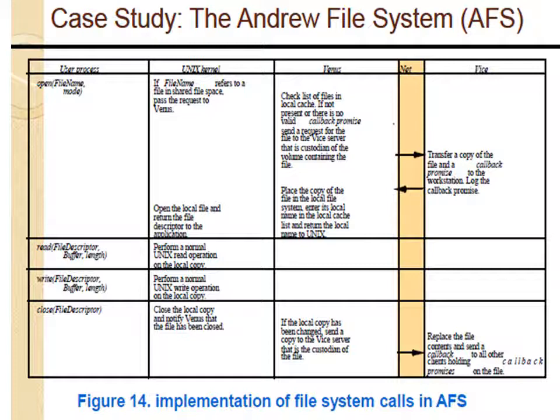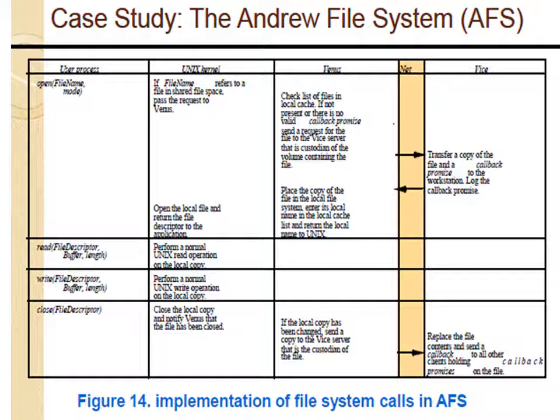So the Unix kernel performs a normal Unix read operation on the local copy, and the VNS and Vice softwares won't take part in a read operation. And coming to write operation, it has 3 parameters: file descriptor, buffer and length. So the Unix kernel system performs a normal Unix write operation on the local copy, and the VNS and Vice software won't work for read and write operations.